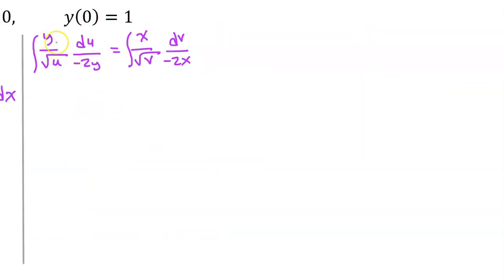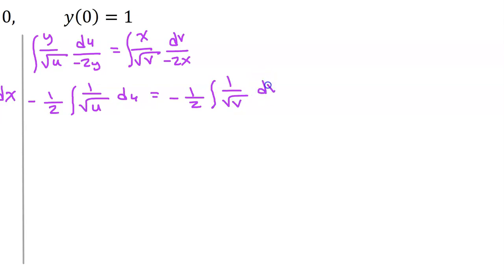On the left side, the y's cancel out. This negative 2 in the denominator will come out in the front as negative 1/2. So we have negative 1/2 times the integral of 1 over the square root of u du. Something similar happens on the right-hand side. The x's cancel out. We have the negative 1/2 in the front times the integral of 1 over the square root of v dv.